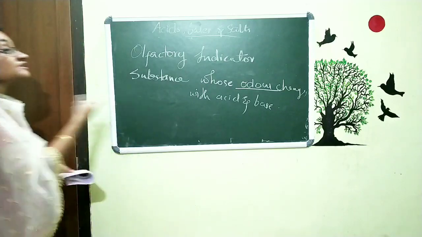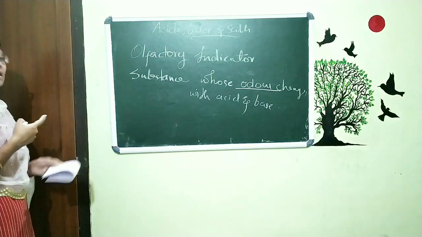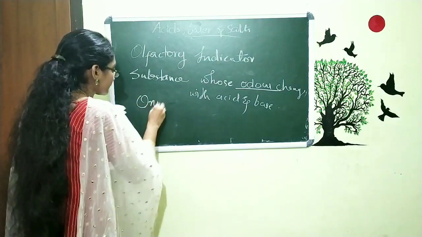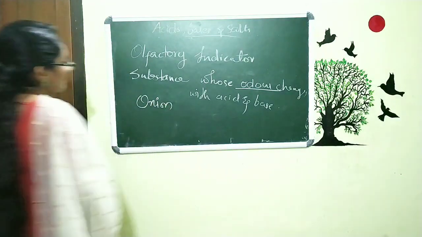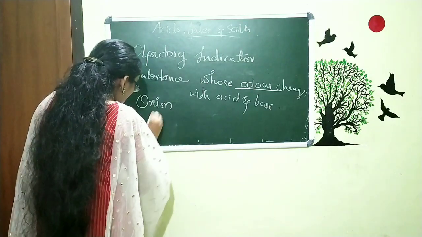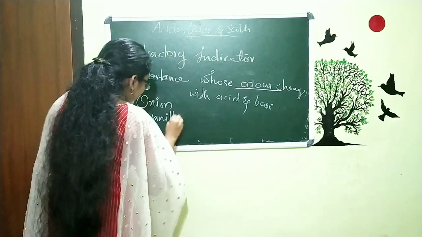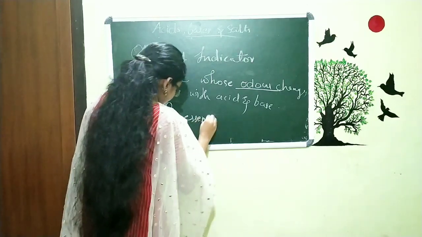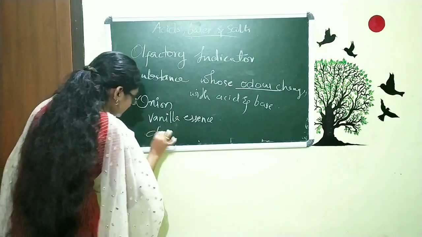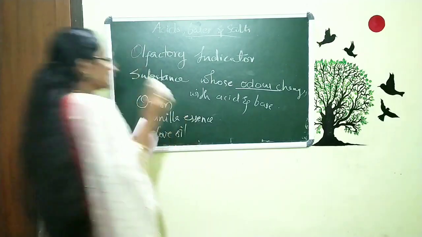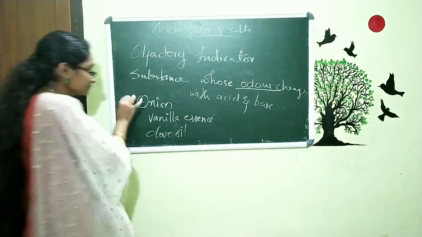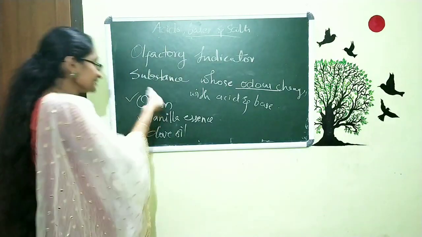Which are the examples for these types of indicators? The examples are these: onion, then the other one is vanilla essence, and clove oil. These are some of the olfactory indicators: onion, vanilla essence, and clove oil.